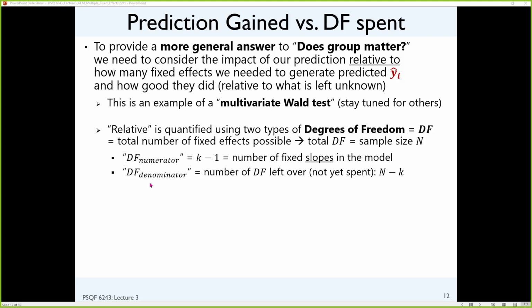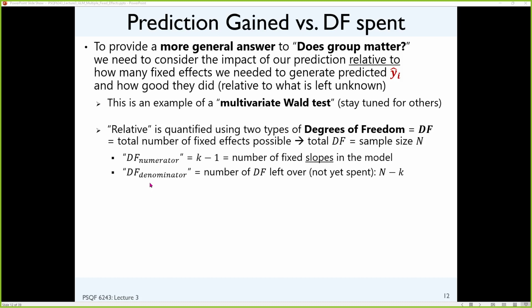Denominator degrees of freedom is how many slopes I could still add if I wanted to. Not yet spent. And that's a function of sample size. So if I wanted to have the most perfect model ever, and I have 734 people, I could put in 733 slopes, and it would perfectly predict the outcome. I could put in a slope for each person. Slope for you, slope for you, slope for you, slope for you, you. 733 of them, be perfect.